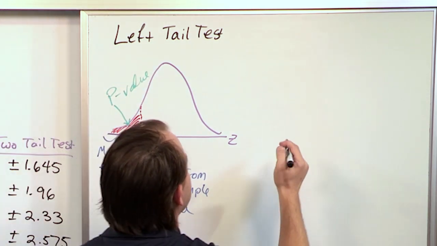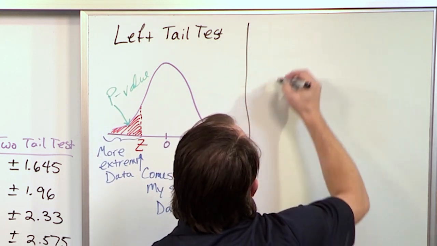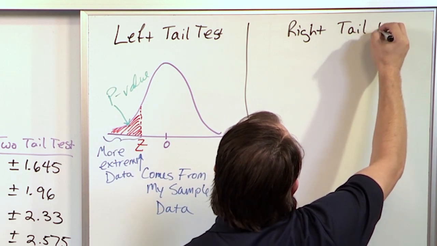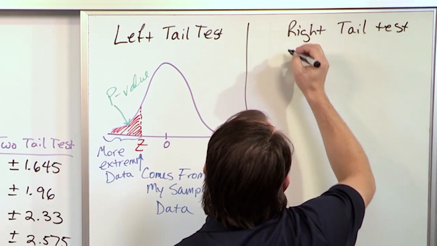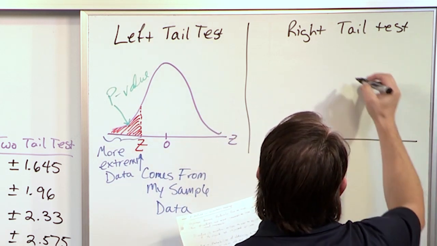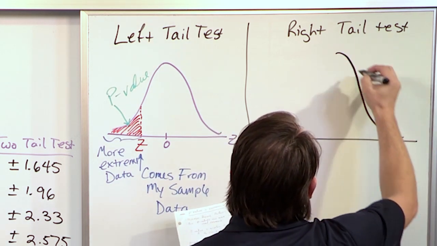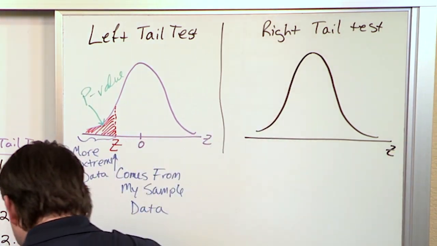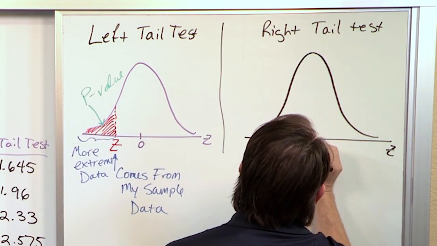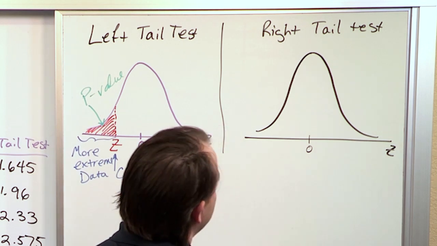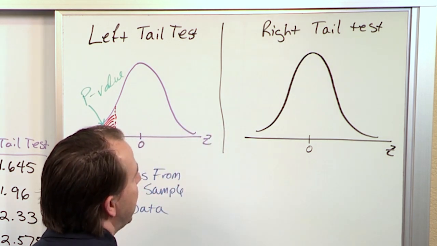Now let me go over here and we'll do a right tail test. And hopefully you have an idea of what it's going to be before we actually do it, but let me go ahead and do it just to be absolutely explicit. In a right tail test, we have a distribution, same as before, which is always, by the way, centered at 0. Remember that. And these are normal distributions because we have large sample sizes, right? So I collect my data.